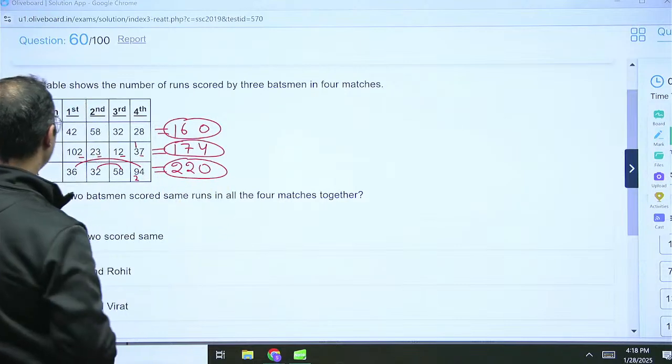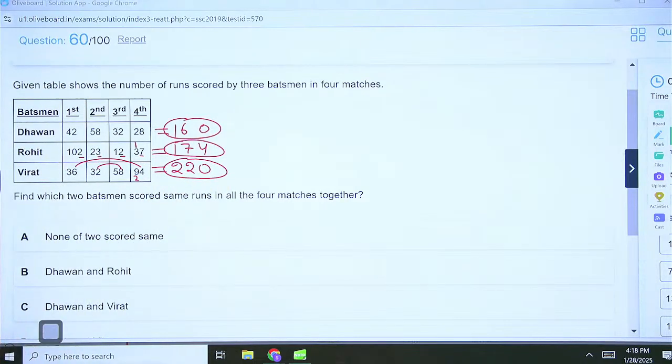So all the scores are different. So no one is same. So none of 2 scores are same, right? So A part is the right answer. Yes, A part is the right answer.